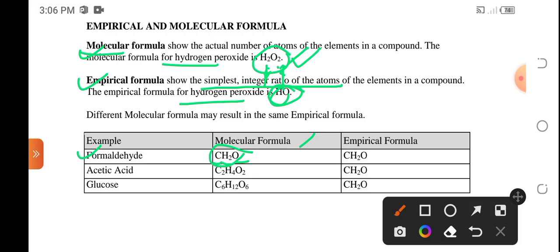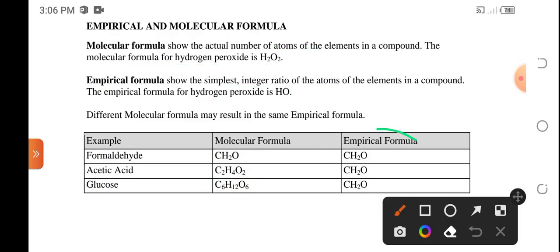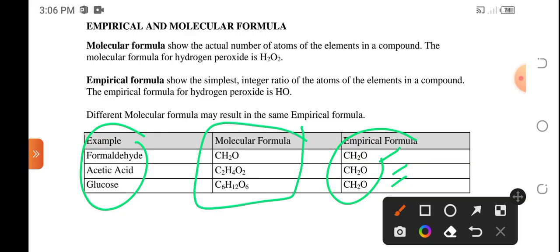In terms sa glucose naman, C6H12O6, so the common denominator of these subscripts is 6. So carbon will be reduced to 1, hydrogen will be reduced to 2, and oxygen will be reduced to 1. Kasi nga ang common denominator nila ay 6. So, to sum it up, the empirical formula of these three examples are the same, CH2O, kasi nga nakita natin doon sa computation kanina. But their molecular formula or their actual formula are different from each other because they are different compounds. So ulitin natin, molecular is the actual formula and the empirical is the reduced one.